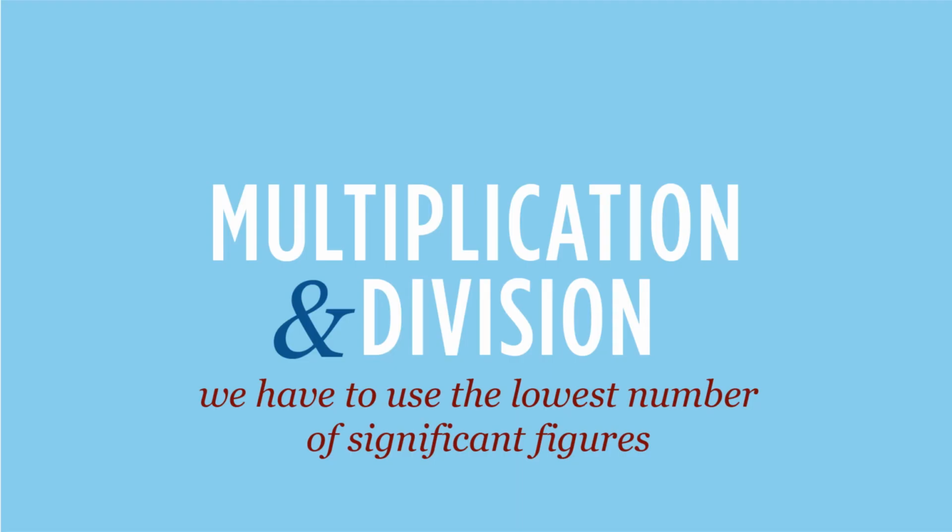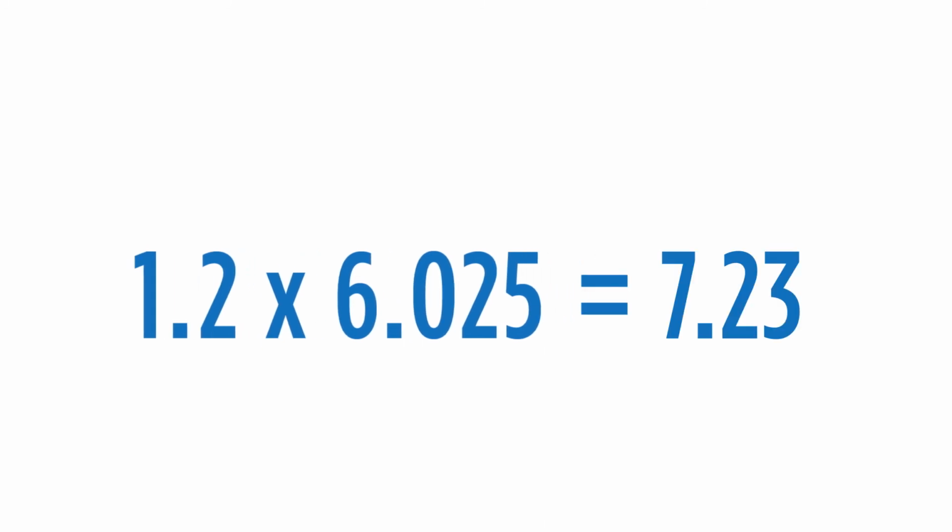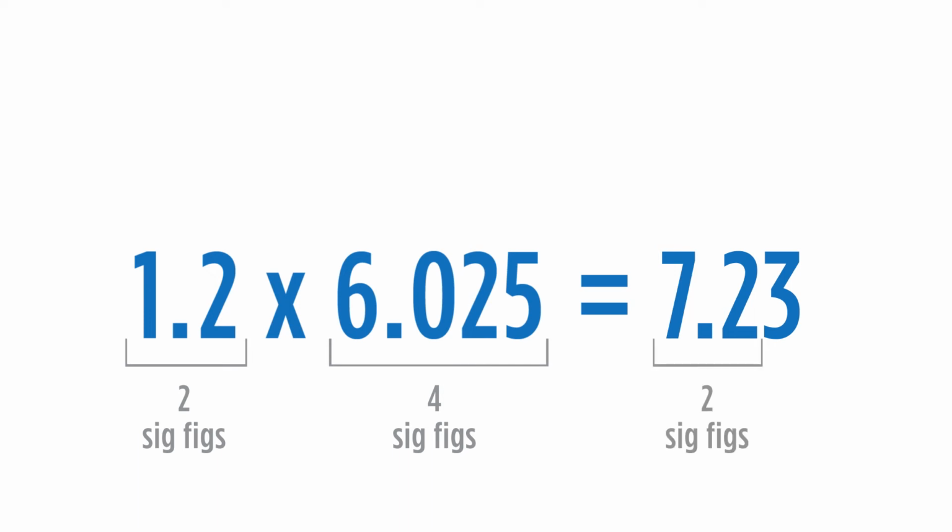In multiplication and division, what we have to do is use the lowest number of significant figures. So if we take 1.2 times 6.025, we would get 7.23. But since the first number only has 2 significant figures and the second one has 4 significant figures, we're going to have to round our number to just 2 significant figures, 7.2.